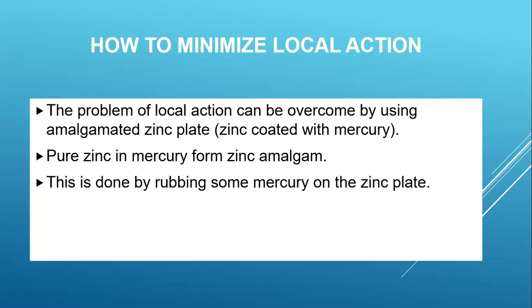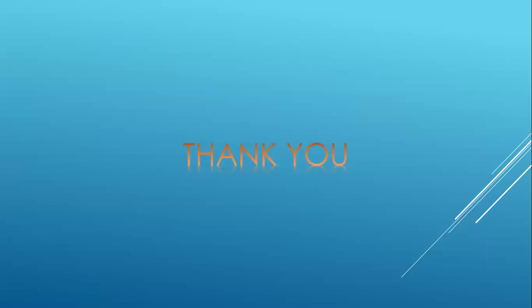So by using this kind of zinc plate that is coated with mercury, you can overcome it. That's all I have for this session. We've talked about these defects of the simple cell. We've seen that there are two of them, polarization and the other one, local action. We've seen their definitions and how you can overcome or minimize them. Thank you.